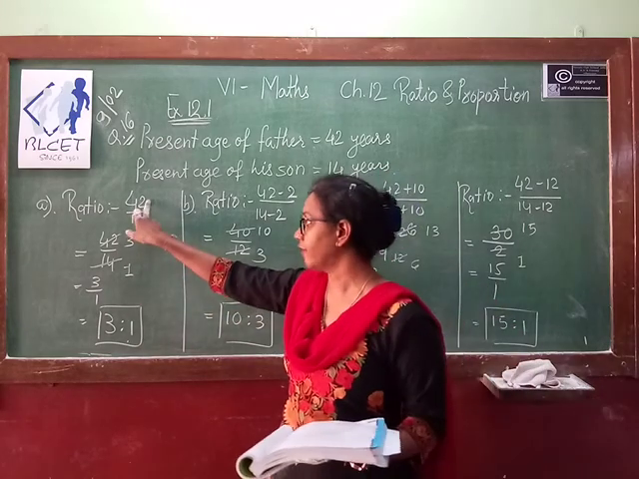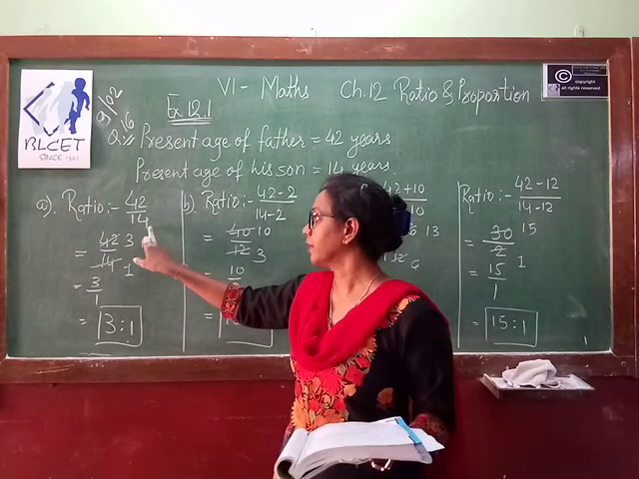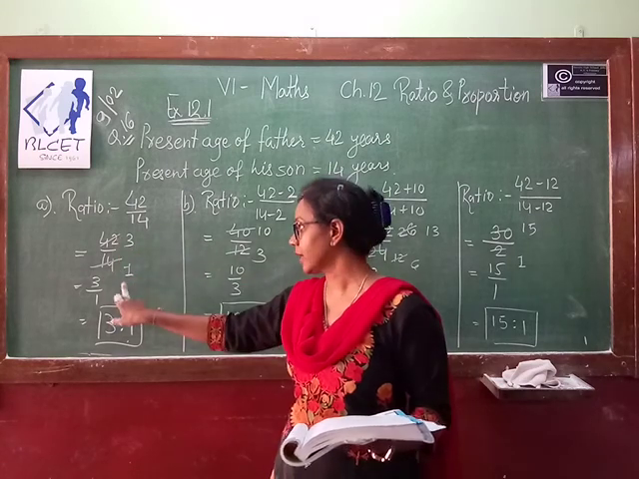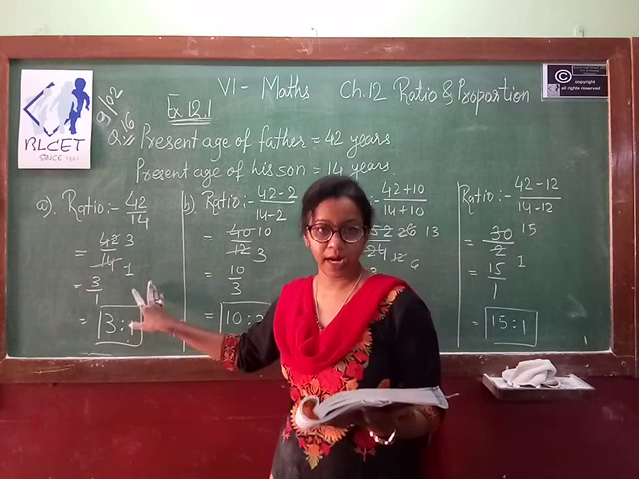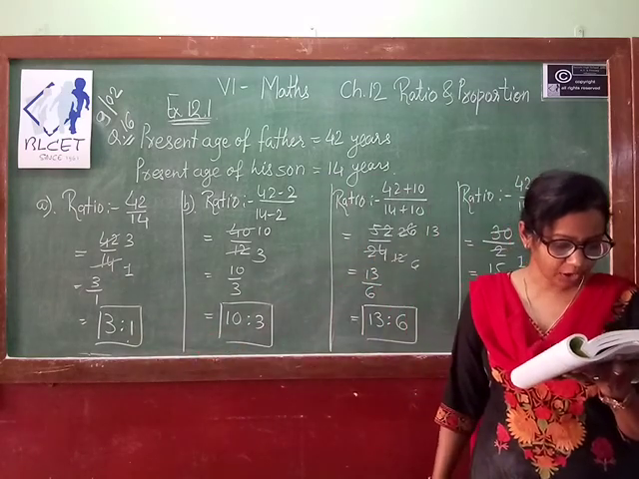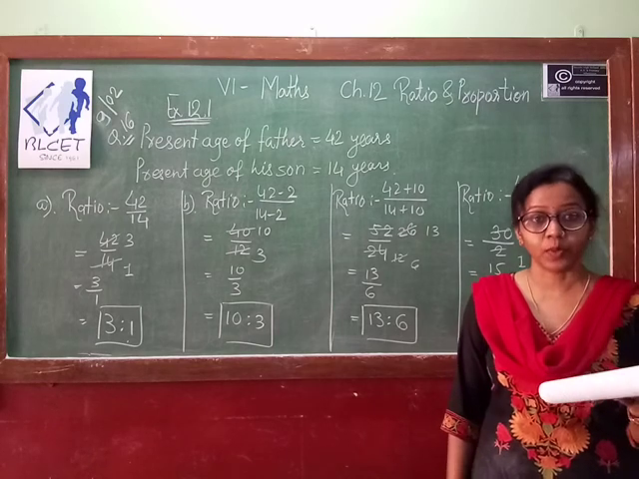So the present age of father is 42 divided by the present age of son, that is 42 divided by 14. When you do the cancellation, 14 3s are 42. So what is your answer? 3 by 1. So the ratio is 3:1. So this is your part A. Part B. Find the ratio of the age of the father to the age of son when son was 12 years old.